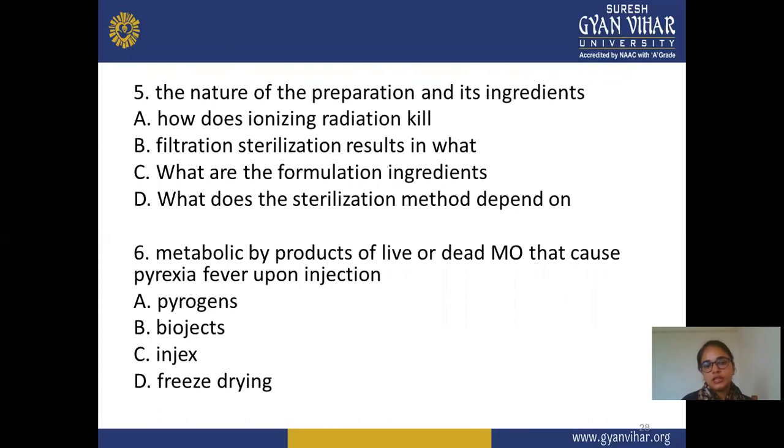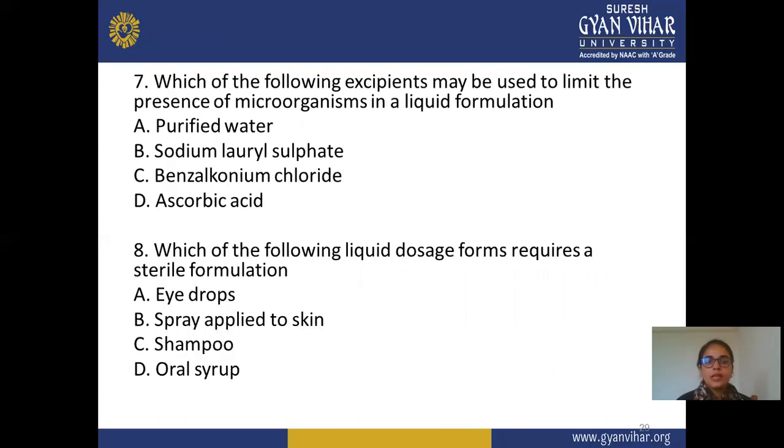According to this, you can easily detect that particular bacteria, enzyme, or any other material which is responsible for showing this type of unwanted effect. Next, the seventh question: which of the following excipients may be used to limit the presence of microorganisms in the liquid formulation? In this question, we check which excipient is used for limiting microorganisms in the liquid formulation or parenteral. A is purified water, B is sodium lauryl sulfate, C is benzalkonium chloride, D is ascorbic acid. Next, the eighth question: which of the following liquid dosage forms requires a sterile formulation? A is eye drop, B is a spray applied to skin, C is shampoo, and D is oral syrup.